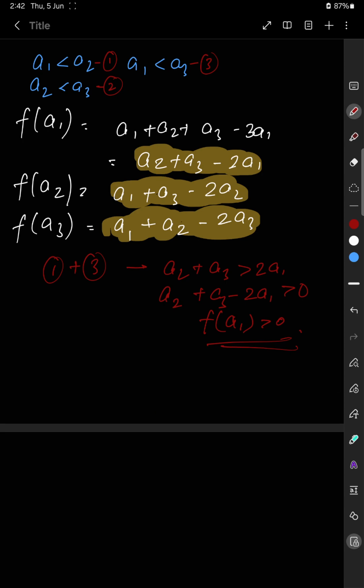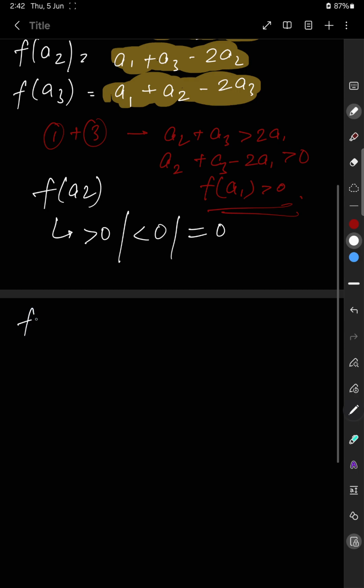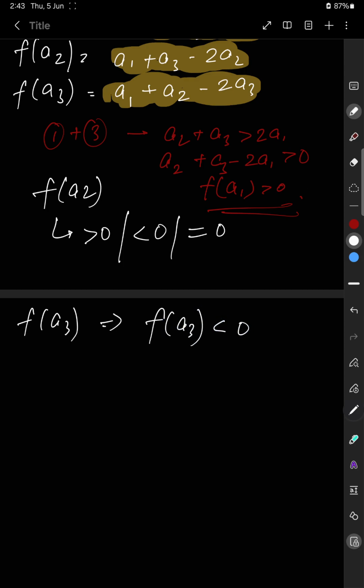So we have got that f of a1 is greater than 0, but we cannot say about f of a2. This can be greater than 0, less than 0, or equal to 0. We have nothing to conclude about it, but we also have f of a3. On finding f of a3, we will find that it comes to be less than 0 in the same way. When you put the value, we get f of a3 less than 0, which I have written here.